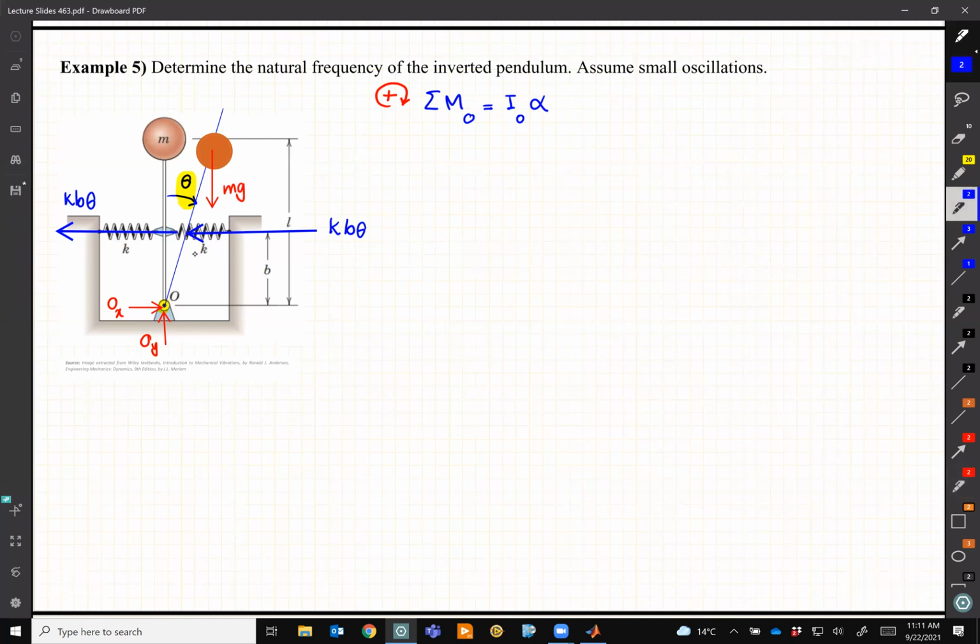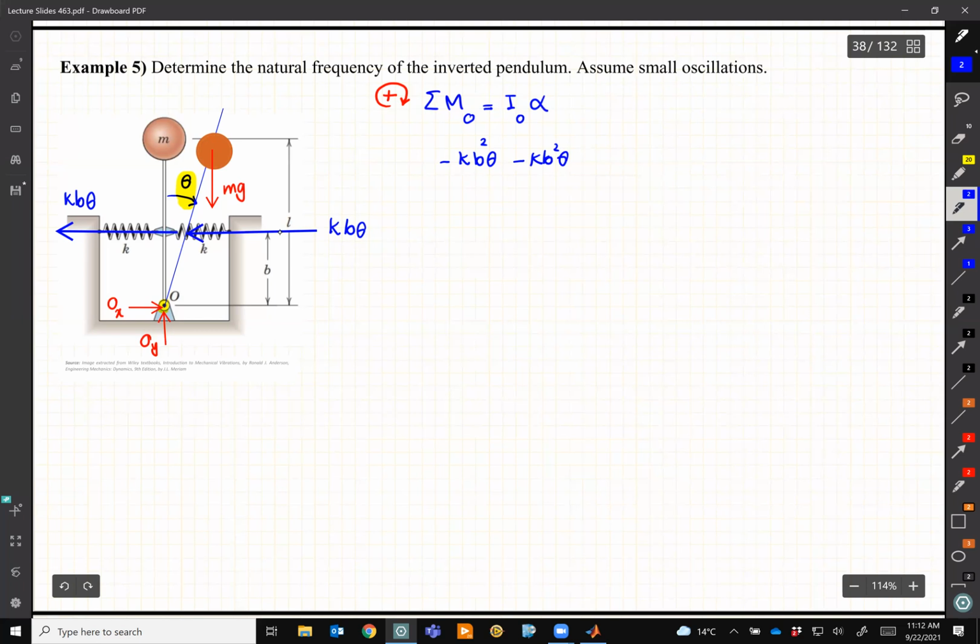Let's take the moment about point O. So about point O, what do I have? I have minus k b theta multiplied by b, which gives me b. Again, since it is vibration, although the force is oblique and the vertical distance is not exactly b, because the angle is very, very small, it's okay. We can approximately say that the vertical distance is b. So I have another one, k b squared theta, right?